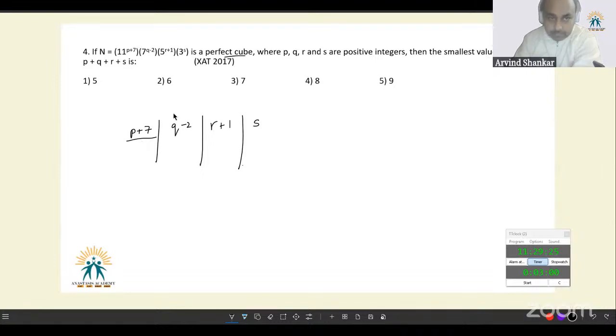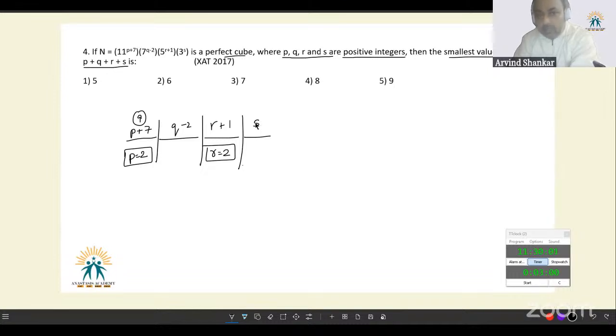Now p plus 7 is a perfect cube. We know this. P, Q, R, S are positive integers. Then the smallest value of P plus Q plus R plus S is. If I want P plus 7 to be a multiple of 3, the smallest possible value of P that I can take with the condition that they are positive integers is P equal to 2, which will get this totaled up to 9. My work is done. R and S I'll do first. R plus 1 has to be a multiple of 3. So smallest value that R can take is also 2. S has to be a multiple of 3. Smallest value that S can take is also 3.